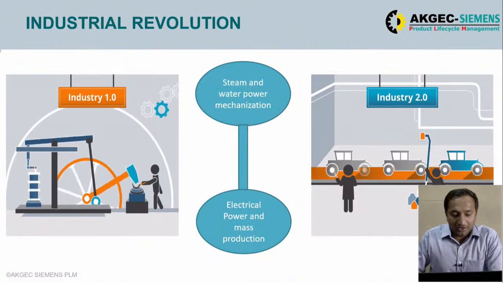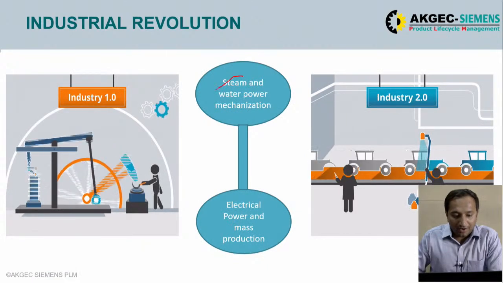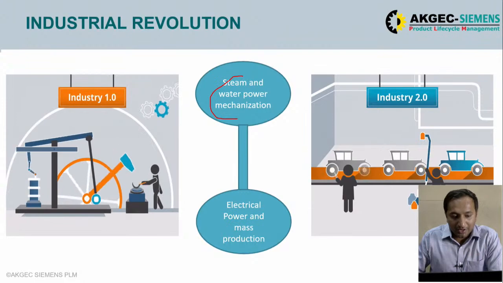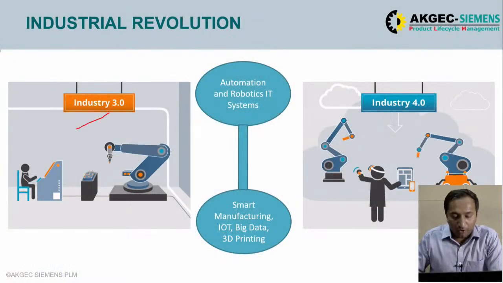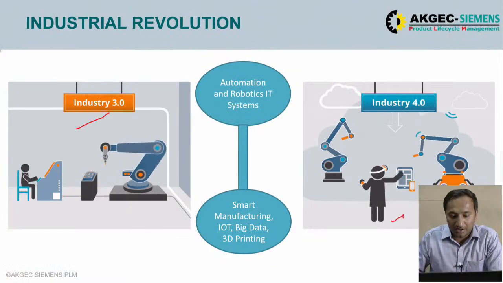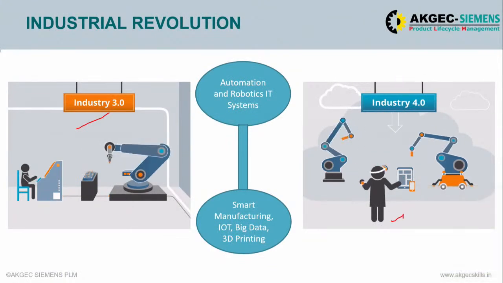Industry 1.0 deals with steam power and mechanization. Industry 2.0 deals with electrical power and mass production. 3.0 deals with robotics, and in 4.0, as you can see, a person is standing here, and with the help of different tools, is operating how a robot or two robots can interact with each other, multiple robots can interact with each other.